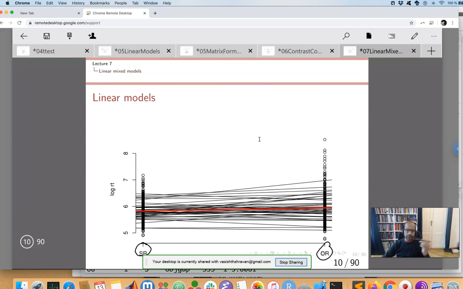But what you're seeing with the black lines is the amount of variation in the slopes and the intercepts of all the subjects. Some are slower, some are faster overall, so the intercepts are different, and some have steeper slopes and some have horizontal slopes. Okay, so what we are seeing here is between subject variability on the intercepts and the slope of the linear models. There is between subject variability here.